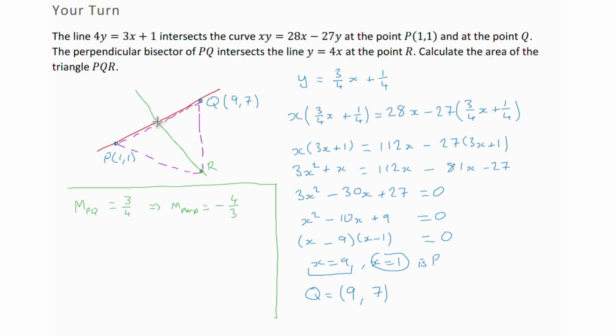We also need to know this point here, which I'm going to call, let me mark it on now, capital M. So capital M, the midpoint of PQ, is ((1 + 9)/2, (1 + 7)/2), the average of the x coordinates, the average of the y coordinates. That's (5, 4). So this line has a gradient of negative 4/3 and passes through the point (5, 4). So it's y = -4/3 x + c, where y is equal to 4 when x is equal to 5.